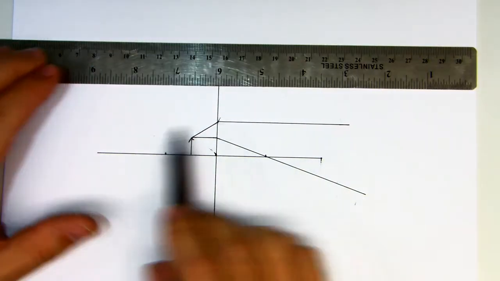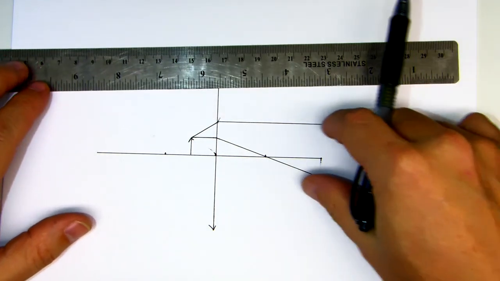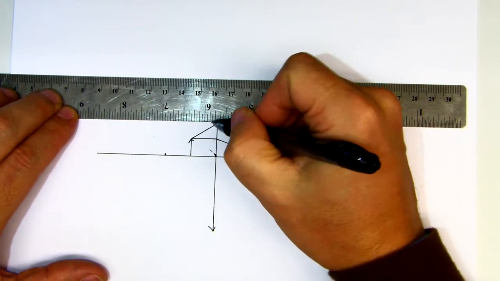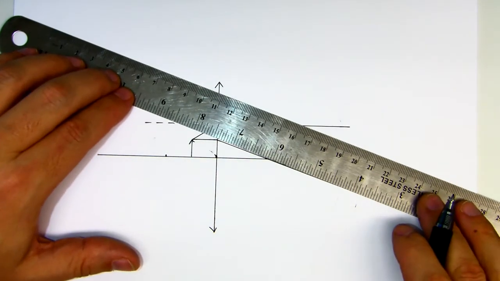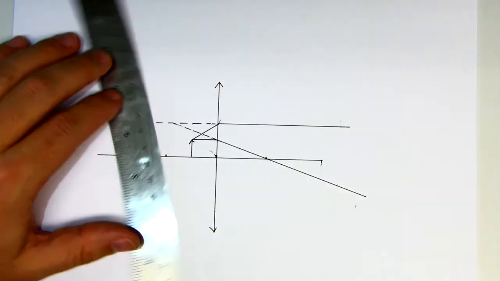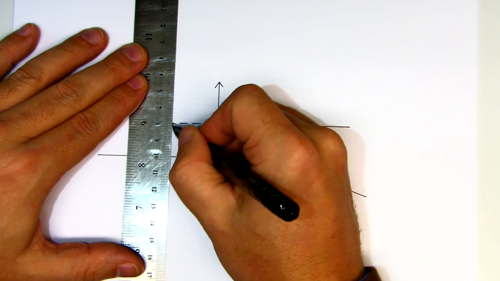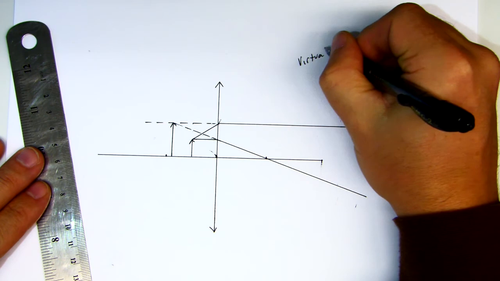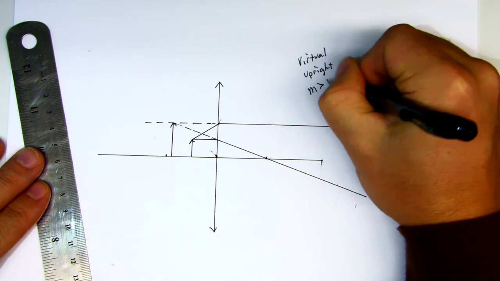And if we see these lines do not cross, so I'm going to extend out to imaginary. I can definitely see that these two lines going out this way will cross, so I'm going to do those as dotted, imaginary back this way, and extend this one. And I have an image right here. So this is virtual, upright, and magnification is greater than 1.